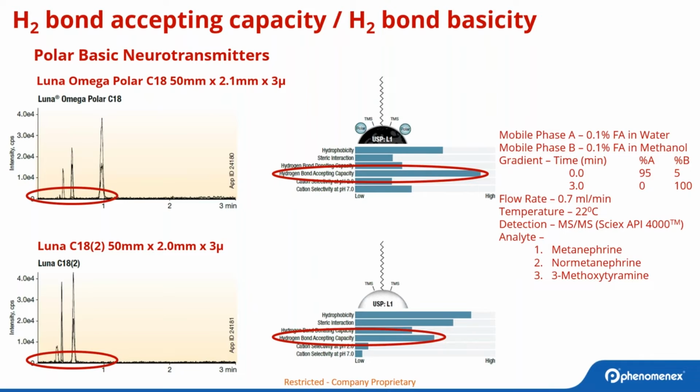So here's an example of polar basic neurotransmitters. Again, we need additional retention of these analytes, and so we're going to choose a phase. So we started off with a C18 phase. We were just trying to get as much hydrophobic interaction that we could and enough retention that way, but it didn't work, and we need some additional retention. So, we're going to try and keep the hydrophobicity still high, but then choose hydrogen bond accepting capacity since these are very polar analytes. So then we'll go to hydrogen bond accepting capacity and this Luna Omega polar C18, which has a polar modified surface and a C18 ligand, does provide that selectivity for us.